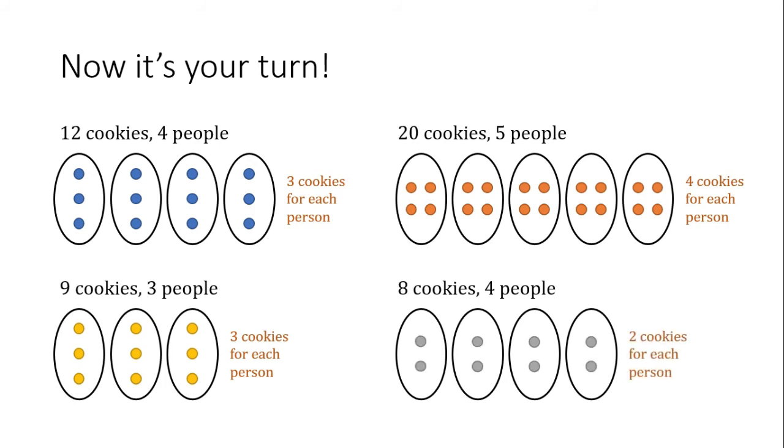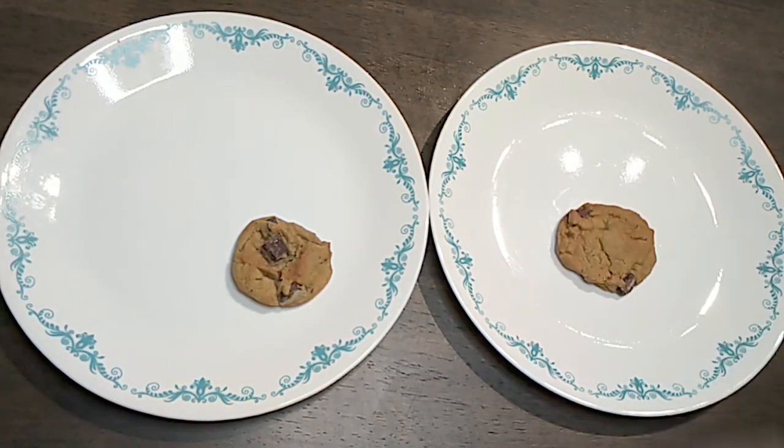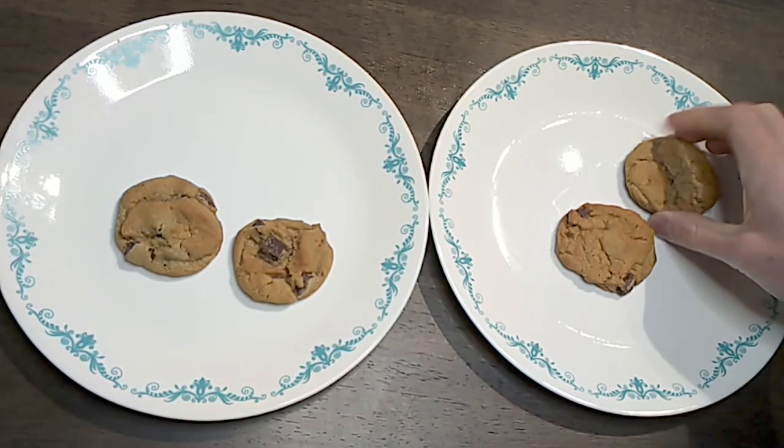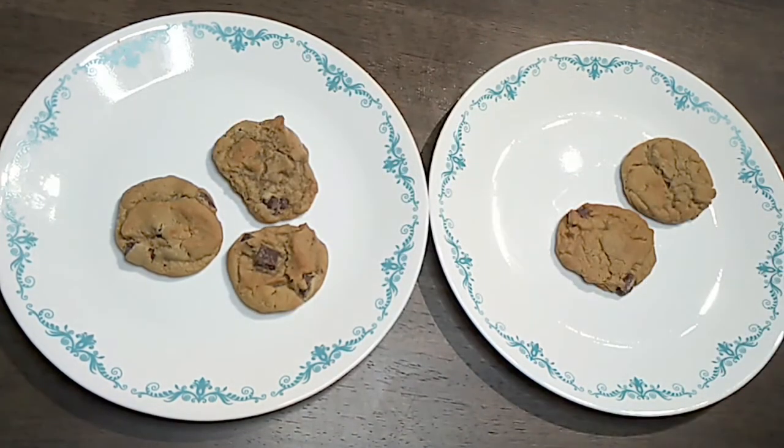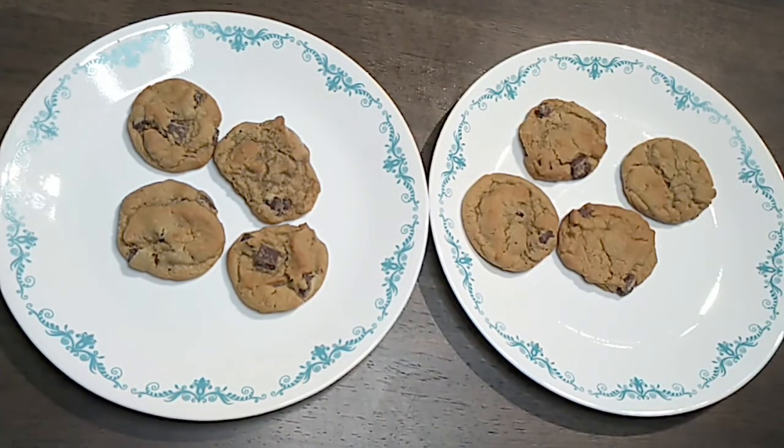Okay, now that I know how to share things fairly between groups of people, let's see if I can share my cookies fairly with Dina. Now I want to split up the cookies evenly between me and Dina so that we can both have an equal amount. Let's get started. 1 over here, 1 over here, 1 over here, 1 over here, 1 over here, 1 over here, 1 over here, and 1 over here. Okay, great. Now we both have 4 cookies, and it's fair and we can share them equally.